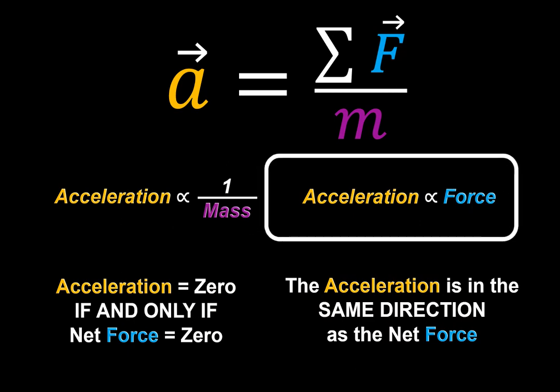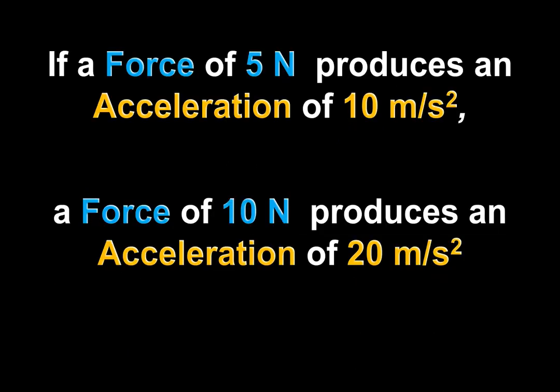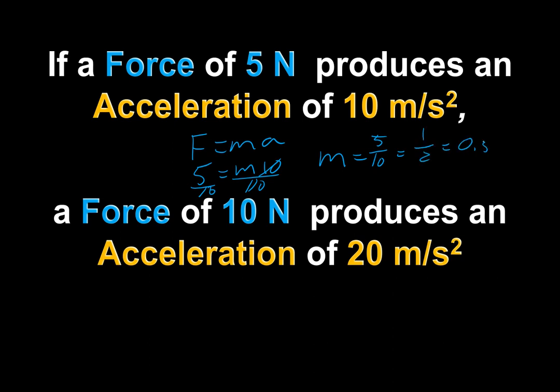So now we're going to move over to acceleration being proportional to force. If a force is 5 newtons and produces an acceleration of 10, what would be our mass? So again, force equals mass times acceleration. Force is 5, we're looking for mass, acceleration is 10. So our mass would end up being 5 over 10, or 1 over 2, or 0.5 kilograms.